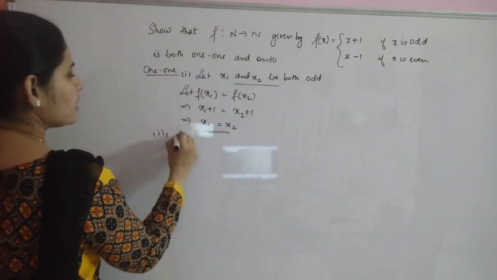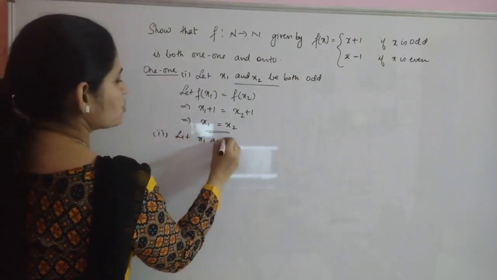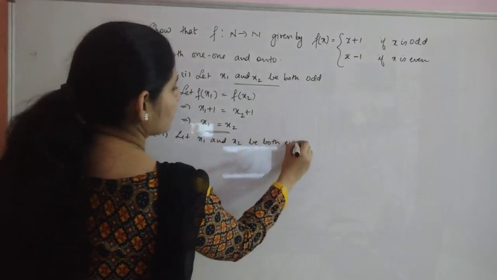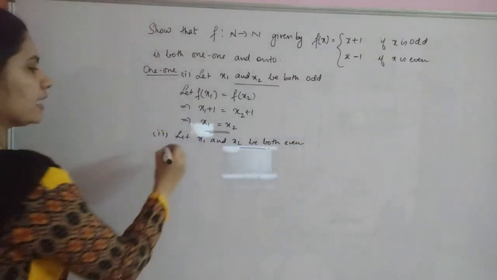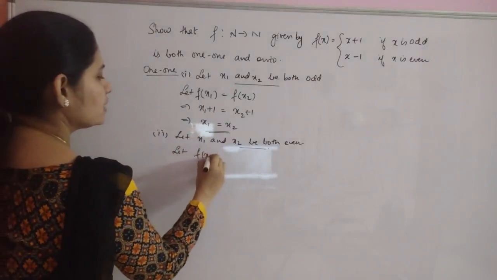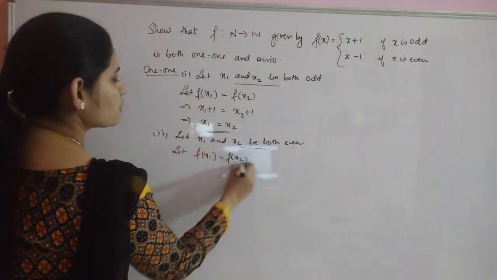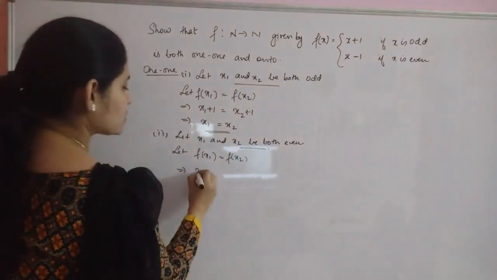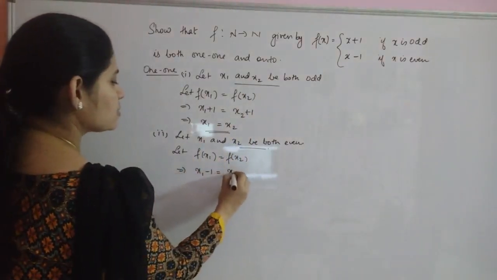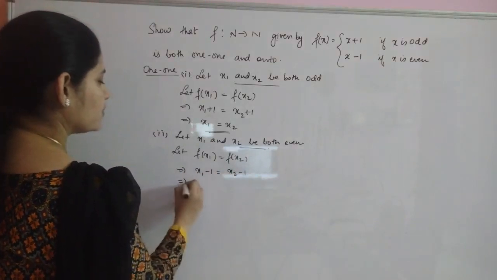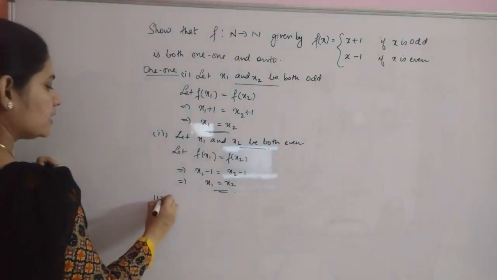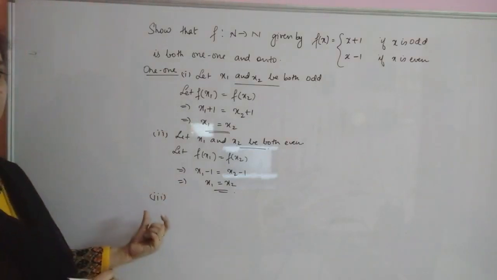The second case is when x1 and x2 are both even. Again we start with f(x1) equal to f(x2), which gives, using the definition when x is even, x - 1. So you get x1 - 1 equal to x2 - 1, which again gives x1 equal to x2. Now the third case: one is even, one is odd.